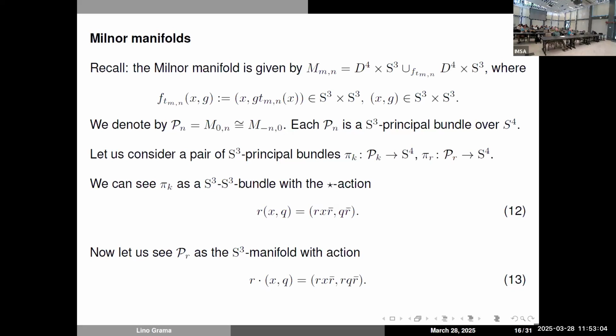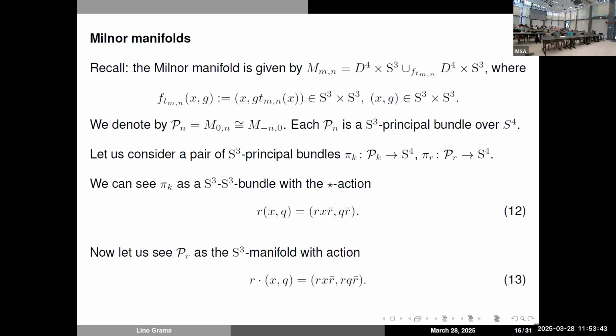Okay, and just to remark, we can put all the Milnor manifolds in this setup with the star action. Just to recall, we start with this gluing of D4 times S3 copies by the boundary, by the diffeomorphism f. And we denote by P_n just the manifold n, 0, and each P_n is an S3 principal bundle over S4.